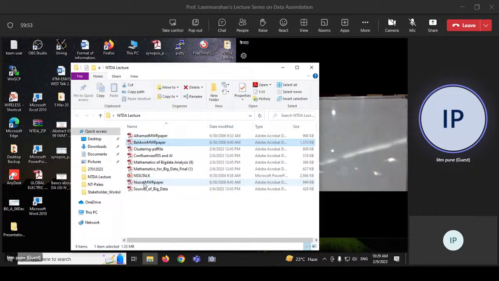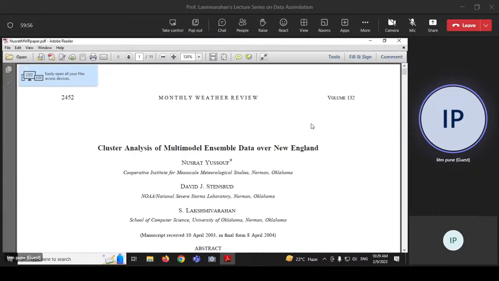That's where the thing comes in. Then there is Nusrat. It's a lady from Dhaka. She did her PhD with me again. And cluster analysis for multimodal ensemble data in New England. There's a temperature distribution. Again, David Stensrud is our collaborator. He had a project on summertime temperature distribution in New England. New England is the part of the 13 states in the northeast corner of the United States, up from Washington, north and east of Chicago, all the way up to the Canadian border.